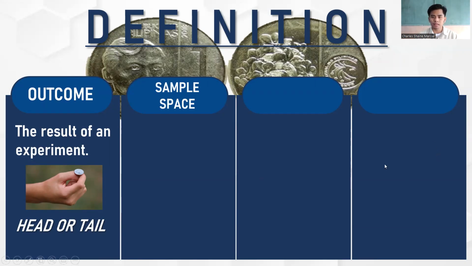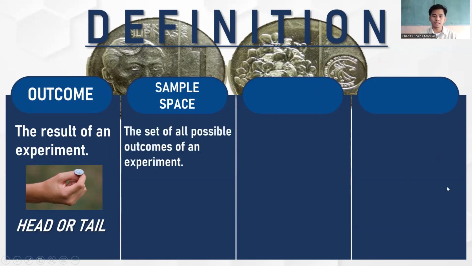Next is the sample space. When you say sample space, it is the set of all possible outcomes of an experiment. Now, ibig sabihin yung sample space, ito yung mga lahat or ito yung lahat ng posibleng magiging outcome ng sample space or ng experiment. Okay? So, ibig sabihin, yung sample space natin is HT. Okay? Ganito natin gagawin or isusulat sa sample space. We use a braces and yung initials ng outcomes natin.